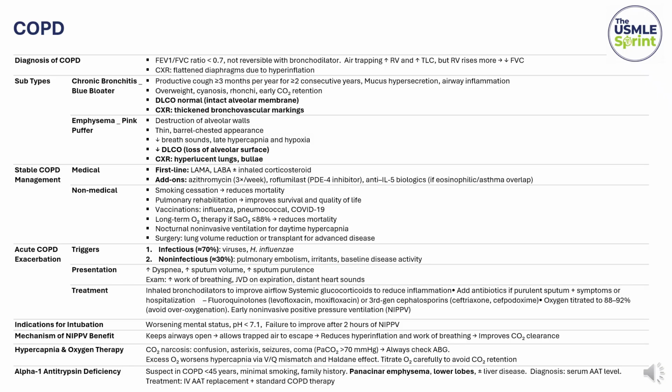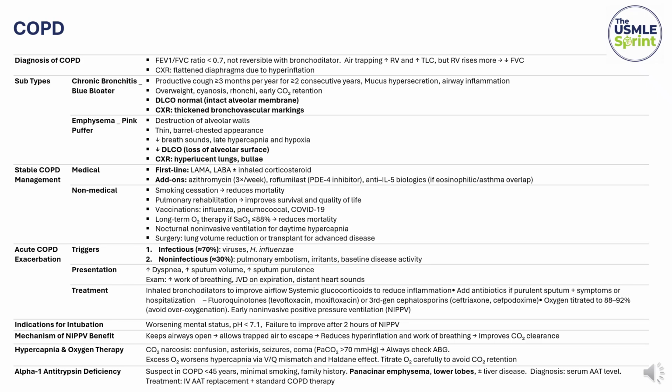COPD has two main phases. Chronic bronchitis, known as the blue bloater, presents with a productive cough for at least 3 months per year over 2 consecutive years. The airways become inflamed and lined with mucus. These patients are often overweight, cyanotic, and have rhonchi and early signs of carbon dioxide retention. The diffusion capacity remains normal because the alveolar membrane is intact. On chest X-ray, you'll see thickened bronchovascular markings.